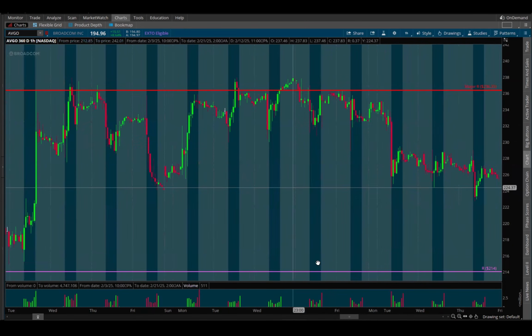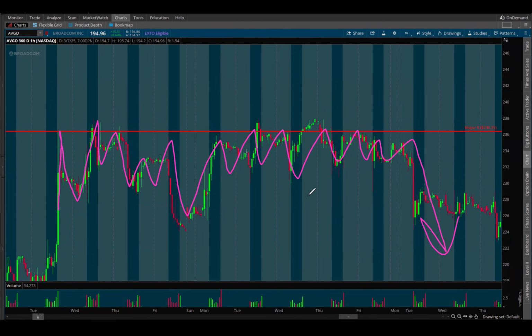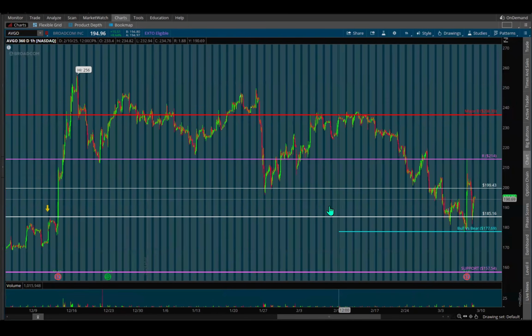If I pull this up, look at this. I mean, it's really incredible how it's just a magnet. It just does not want to break it and then it fails. So 236 without a question in my mind, 100% confirmation this is the top.